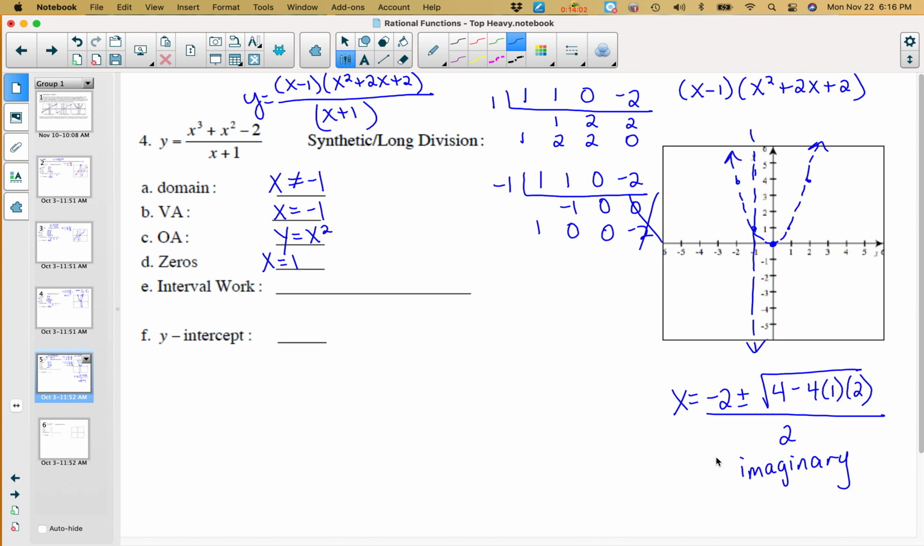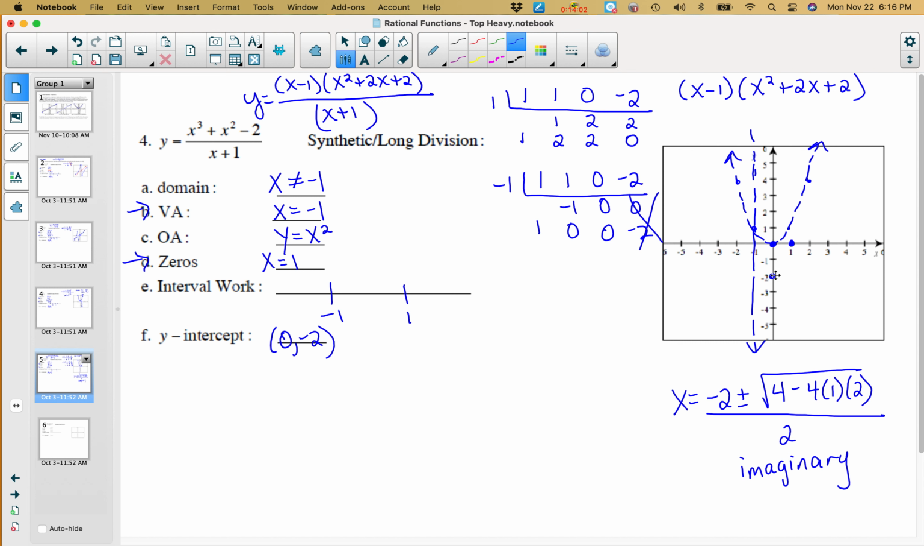So we don't need this. We don't have to worry about that. The only zero we have is at 1. But we had to check that, because it's possible we could have had some irrational roots that would still fall on here. So now we're going to use our vertical asymptote and our zeros. Y-intercept, if you plug a 0 in, you get negative 2 over 1. So 0, negative 2 is our y-intercept.